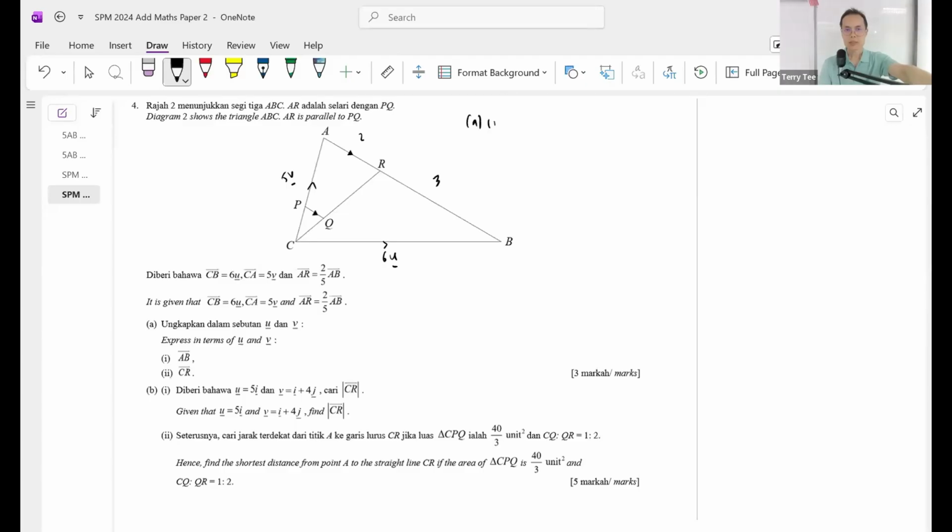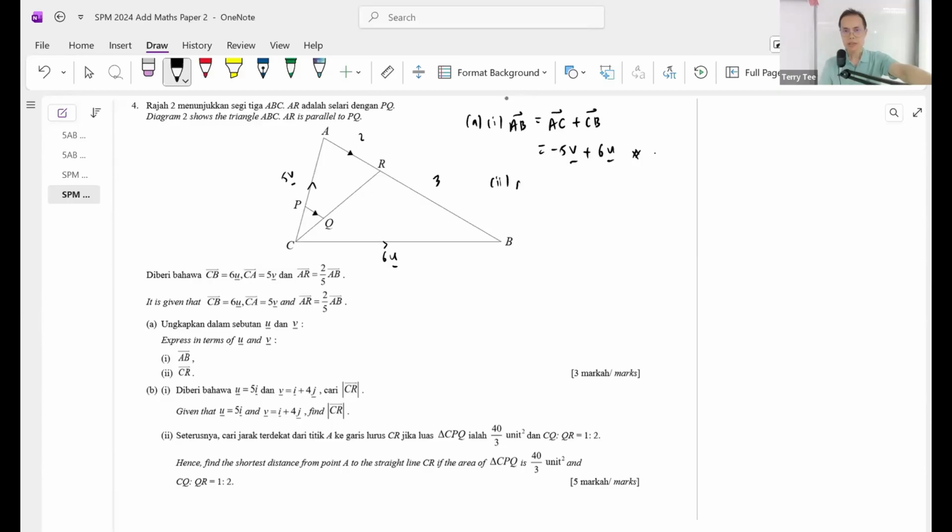So let's begin. What is vector AB? Based on the diagram, AB is A to C, C to B. AC is negative 5V, CB is 6U. That's all. That's your first answer.